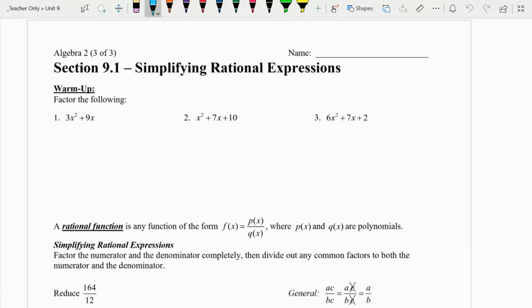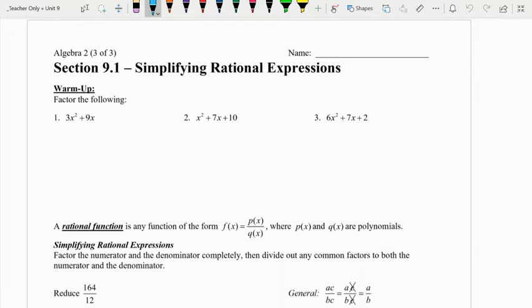All right, for section 9.1, we are going to start simplifying rational expressions. But the first thing that I want to get started with is this little bit of a factoring warm-up. It's going to be a very crucial part of this unit. And we should be pretty good with factoring, but I want to make sure that we recap it one more time. Okay, so go ahead and try these three on your own, and then we'll talk about it.